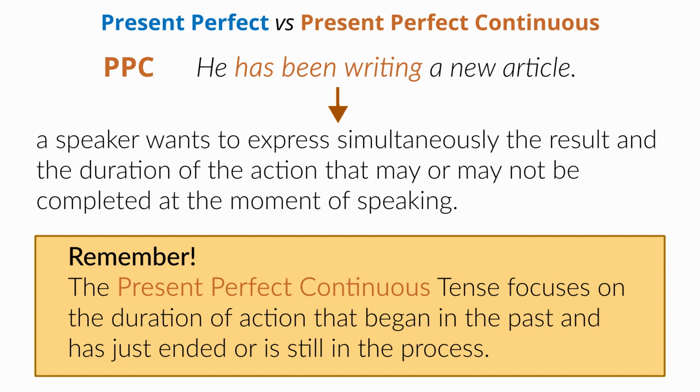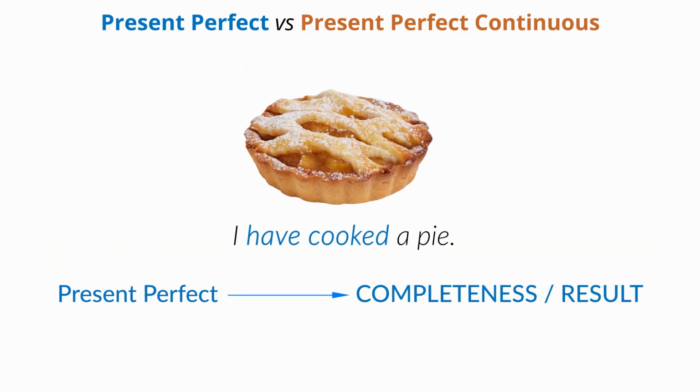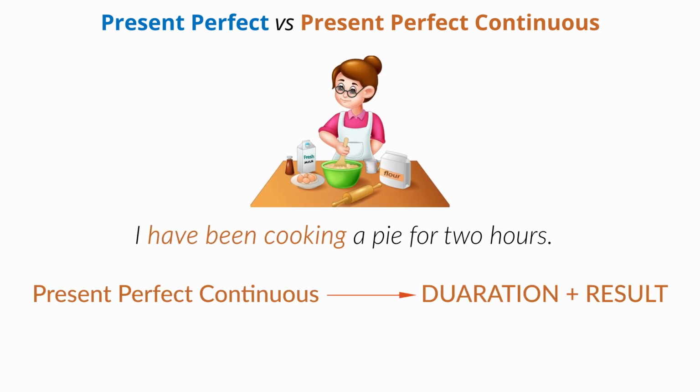Let's look at another pair of examples. I have cooked a pie. The pie is ready and we can eat it, and using the present perfect shows the result of cooking in the present. I've been cooking a pie for 2 hours. A speaker with the present perfect continuous tense wants to show both the duration and the result. But it is important to understand that we are talking about the result of the time spent cooking the pie, but not the result of its readiness for eating, because the pie itself may not yet be ready.